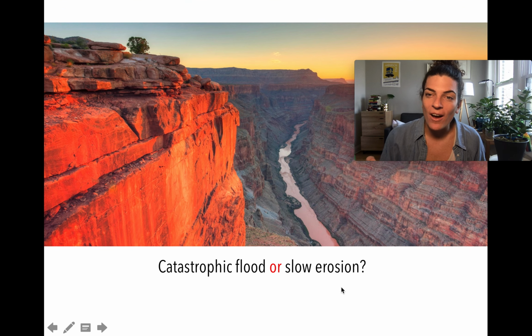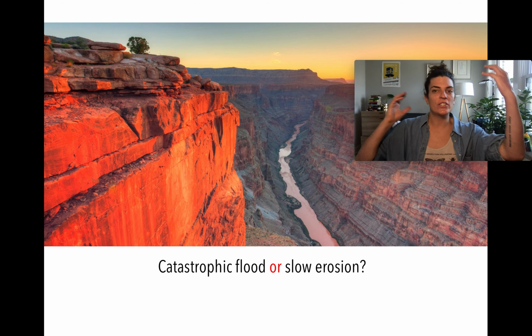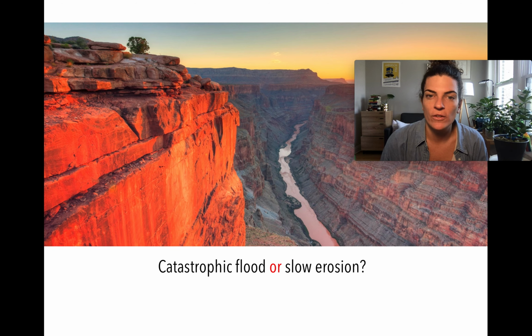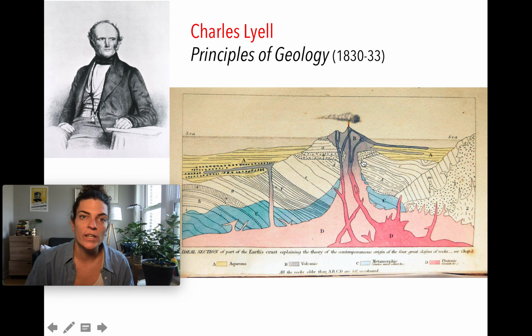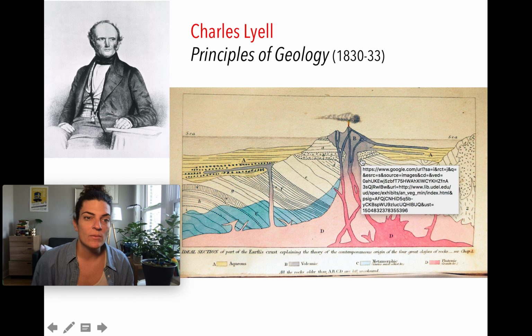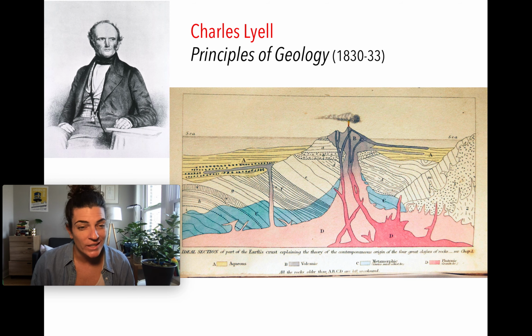We know this now because of all of the stuff that we're going to talk about in the rest of this lecture. But at one time, one would assume that the Grand Canyon could have been caused by a catastrophic flood that just carved out a huge section of the Earth's surface and created this canyon. We now know that it was caused by slow erosion, and a lot of that is due to the work of Charles Lyell, who is one of the earliest geologists and wrote the book Principles of Geology, which was published in the 1830s.